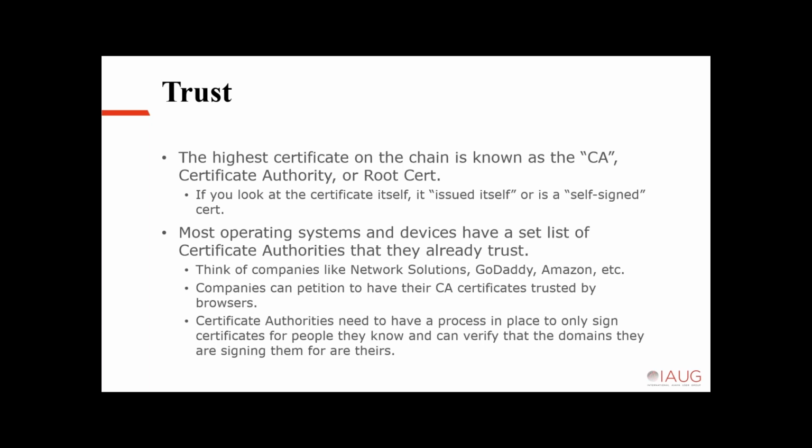So most operating systems and devices have a set list of certificate authorities that they already trust. Companies like Network Solutions, GoDaddy, Amazon, Microsoft: your computer, your cell phone, anything else that you have, natively trust all these companies. And because you trust them, if they sign a certificate, you now trust anything that they've signed. Companies can petition to have their certificate authorities' certificates trusted by browsers. And then certificate authorities need to have a process in place so that they only sign certificates for people that they know and can verify that they own the domains.